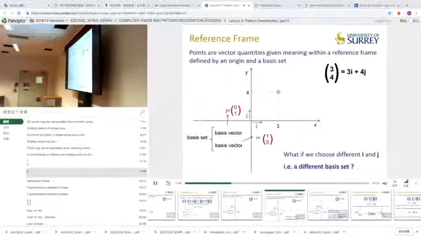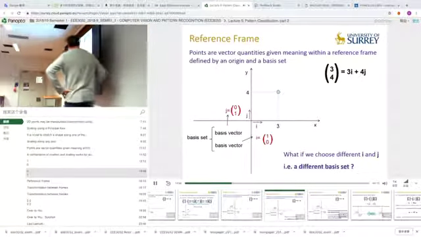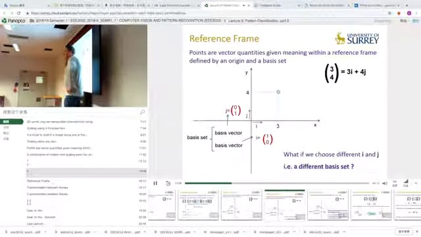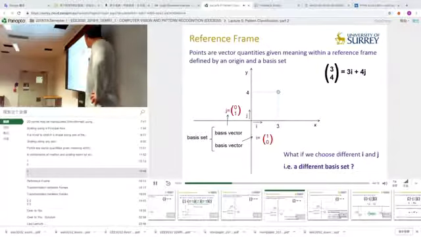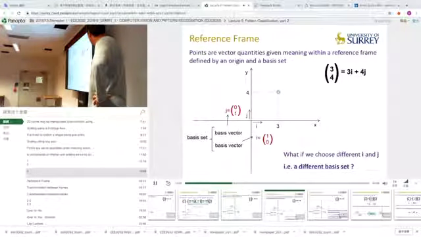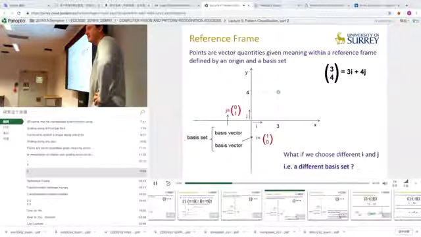Okay, so I asked the question then, what would happen if we did choose a different i and j? What would happen, for example, if I chose an i that was (2, 0) and a j that was (0, 2)? What would my coordinates (3, 4) mean in such a space?